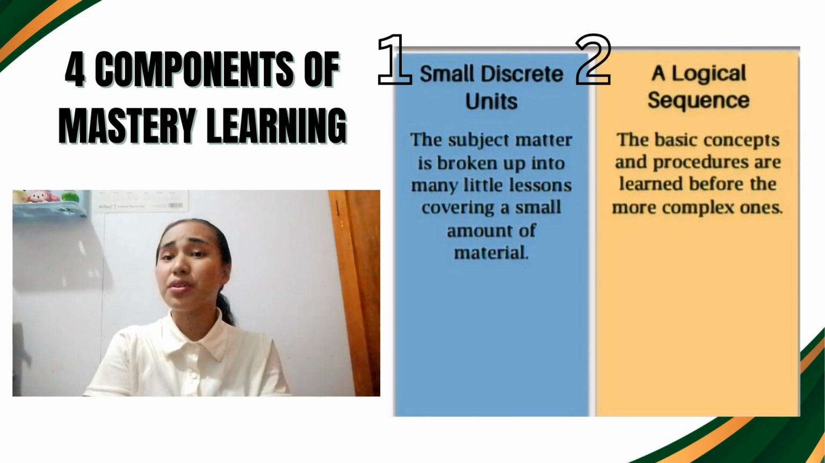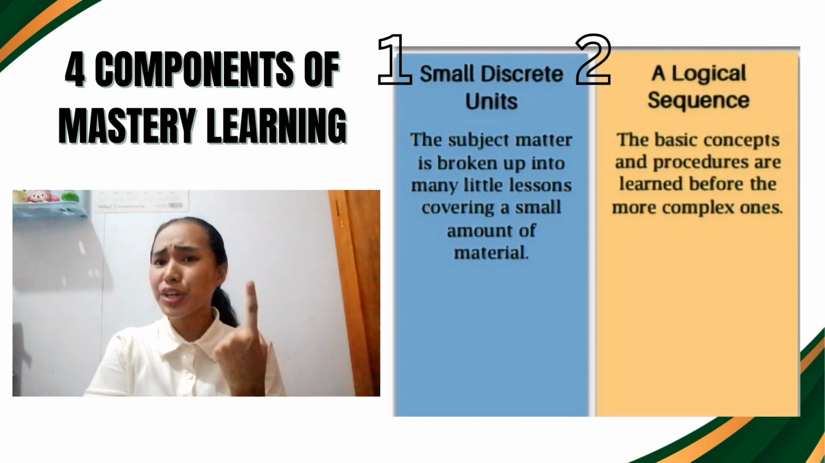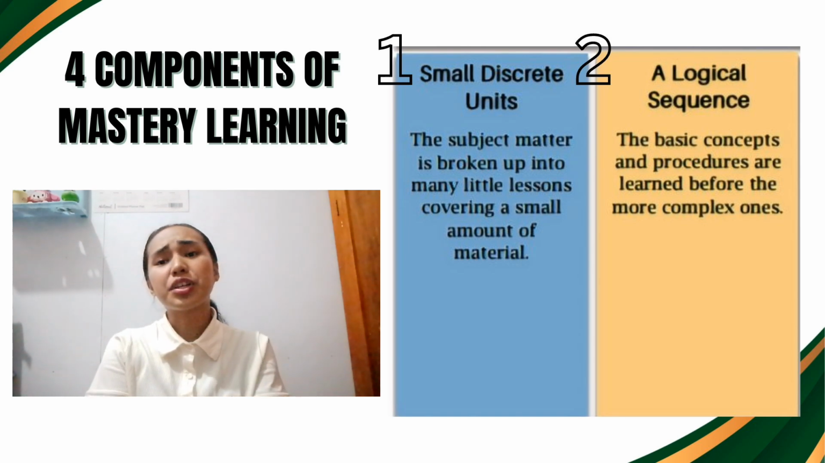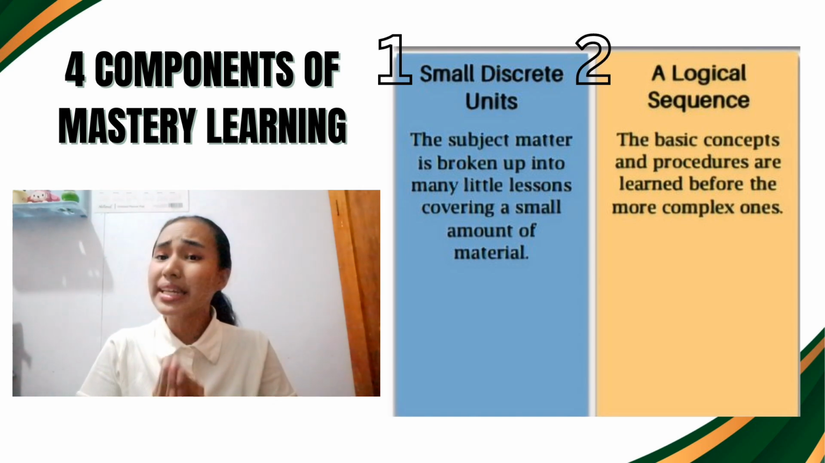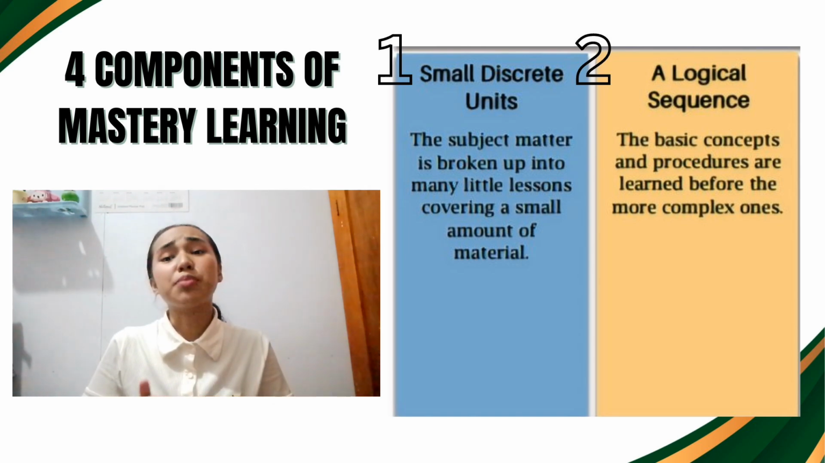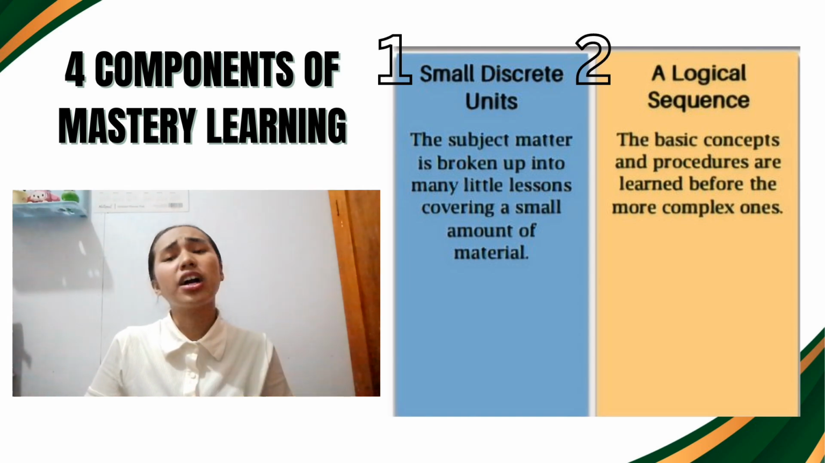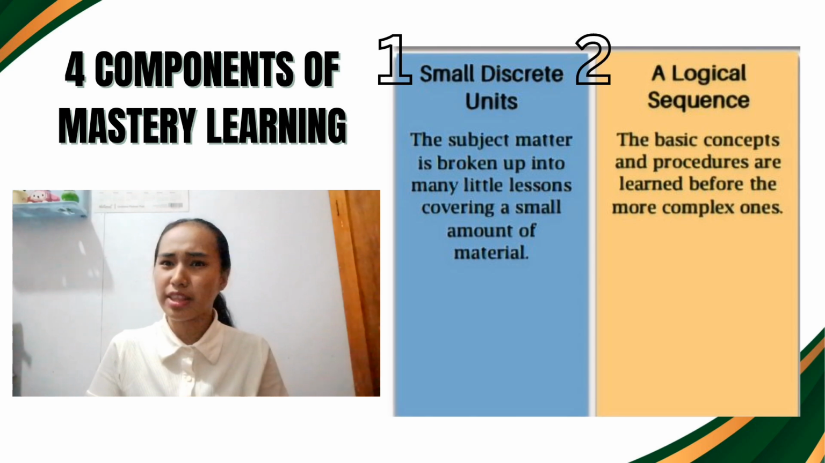There are four components of mastery learning. First, small discrete units. In this, subject matter is broken up into many little lessons covering a small amount of material. As future teachers, we should not overwhelm our students with heavy topics. It should be broken down into pieces.